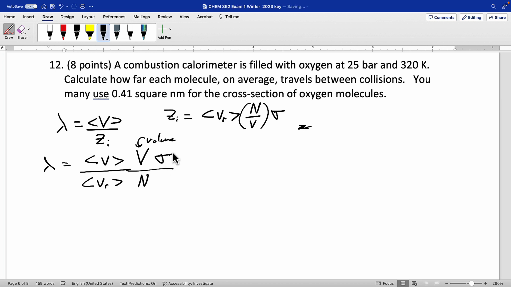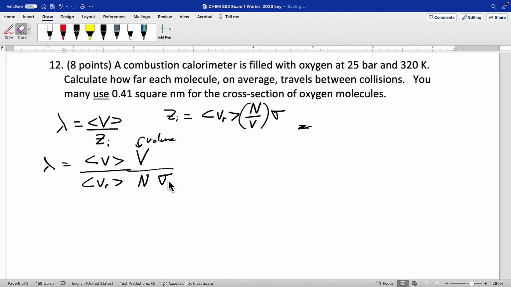Let's see if this makes sense. The bigger the volume per molecule, the further you can go before you hit something. Yeah, so I'm supposed to be dividing by zi, so actually this should be on the bottom. Let's get rid of that. That is in the wrong place.